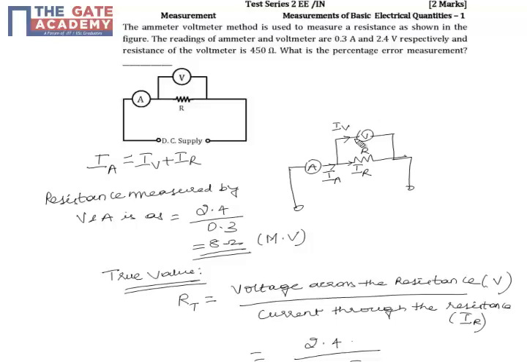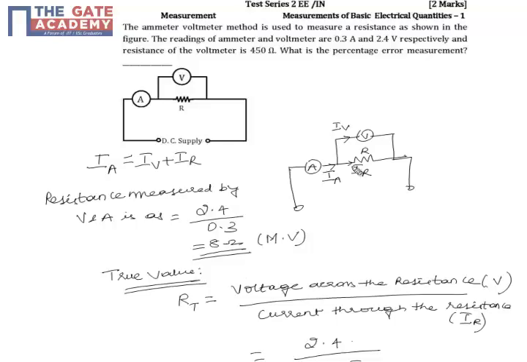So here we know the measured value, which is nothing but the readings of both the ammeter and voltmeter. So we know that the ammeter reads 0.3 amperes and the voltmeter reads 2.4 volts. So the unknown resistance is nothing but V by I, which is 2.4 by 0.3, which comes as 8 ohms. Here the 8 ohms is the measured value, from the ammeter and voltmeter readings. So now we need to calculate what is the true value to calculate the percentage error.